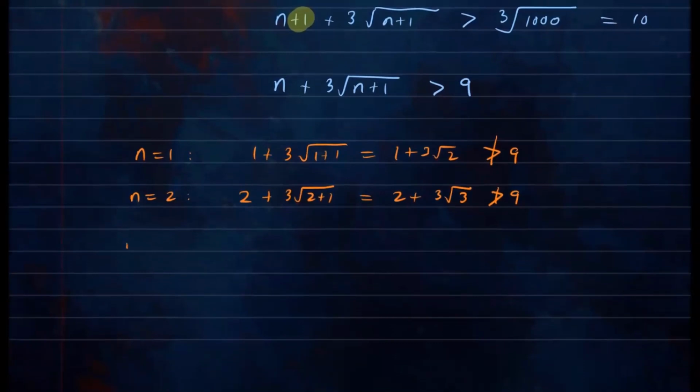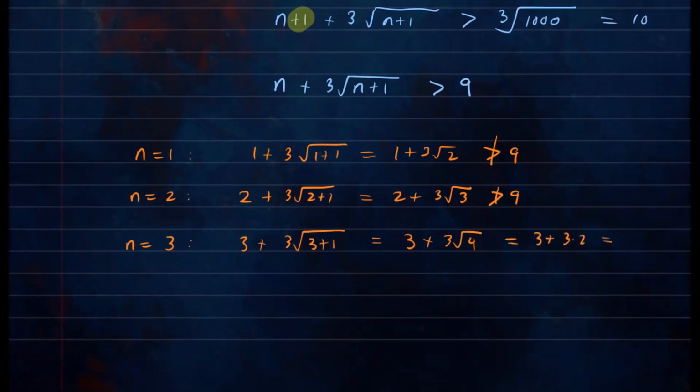So keep going, selecting values for n. Let's go for one more. Maybe we'll have a better idea. So if I do n equals 3, I have 3 plus 3 times the square root of 3 plus 1. So this is a nice number. This is 3 plus 3 times the square root of 4. So that is going to give us 3 plus 3 times 2. So that's 6 plus 9... so this is actually 9 equals 9. All right, so we don't want that. It's still not greater. So what I'm going to say here is that 9 is not greater than 9. So that's not going to work.